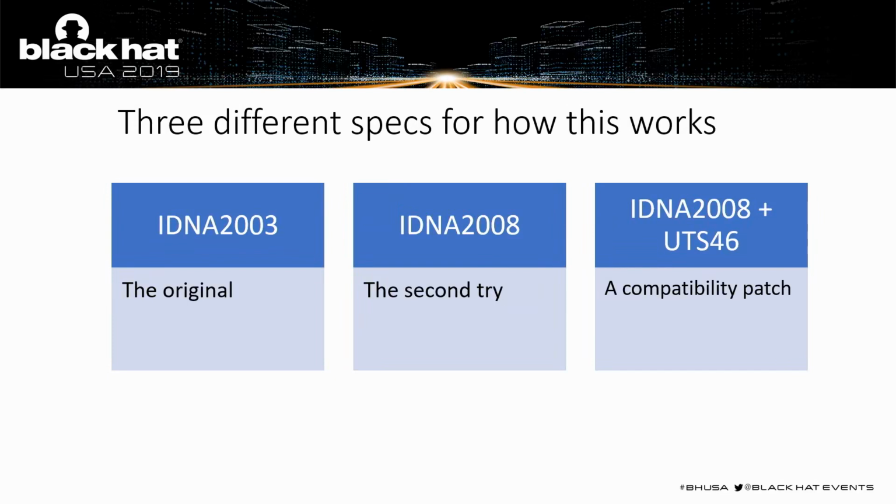So then there was IDNA 2008 plus UTS 46, which tried to patch this by essentially adding a conversion layer before IDNA 2008. This said, well, we're going to take all the characters that IDNA 2008 treats differently, and we're going to try to convert them into what IDNA 2003 would have done, and then hand the whole thing off to IDNA 2008. The result is that none of these are really the same as each other. They're all a little bit different, and different vulnerabilities work on each one.